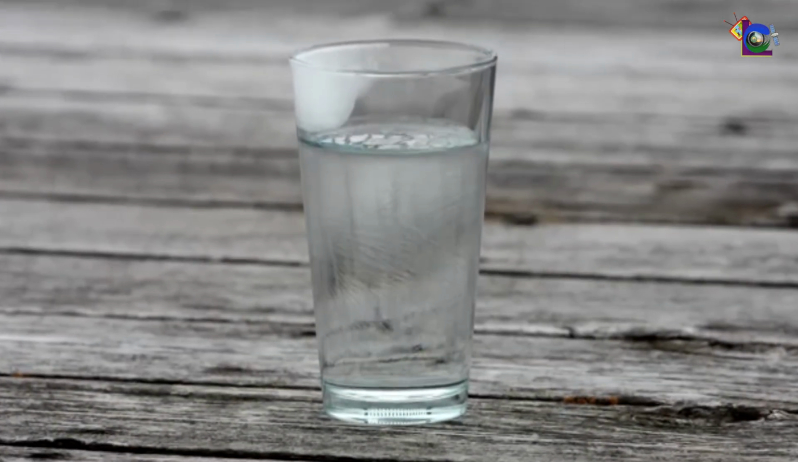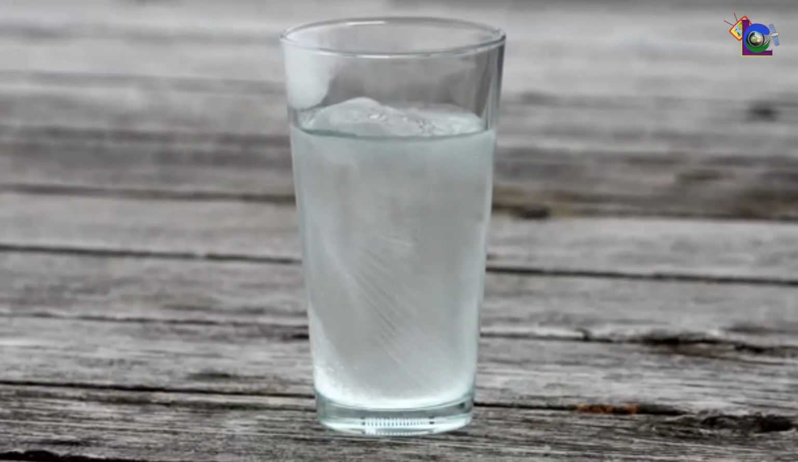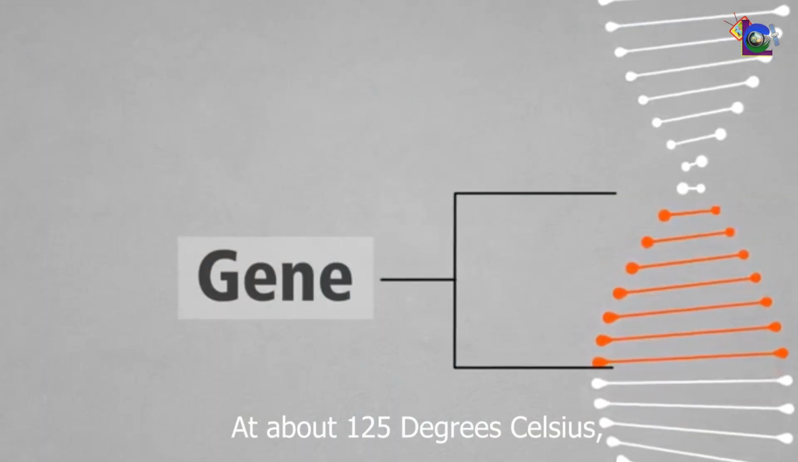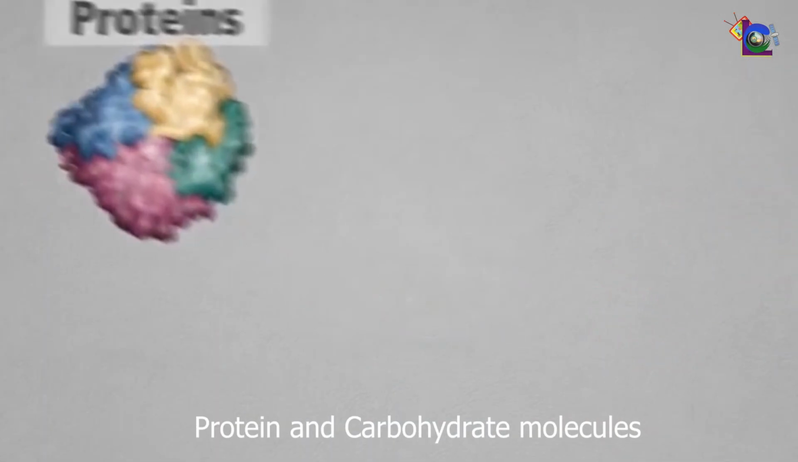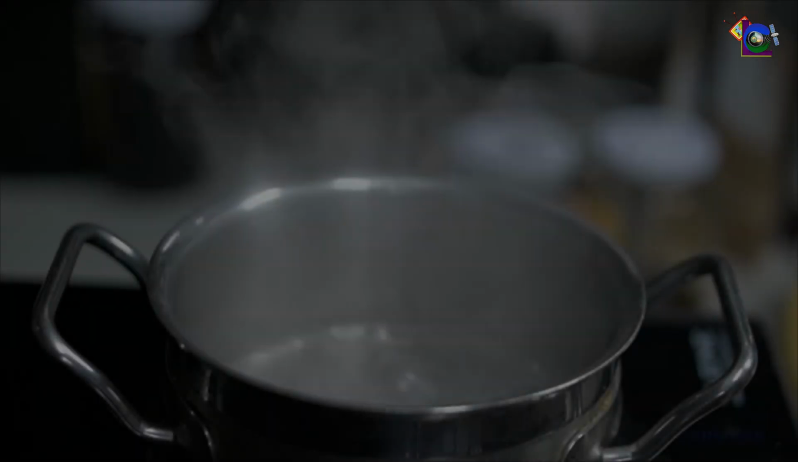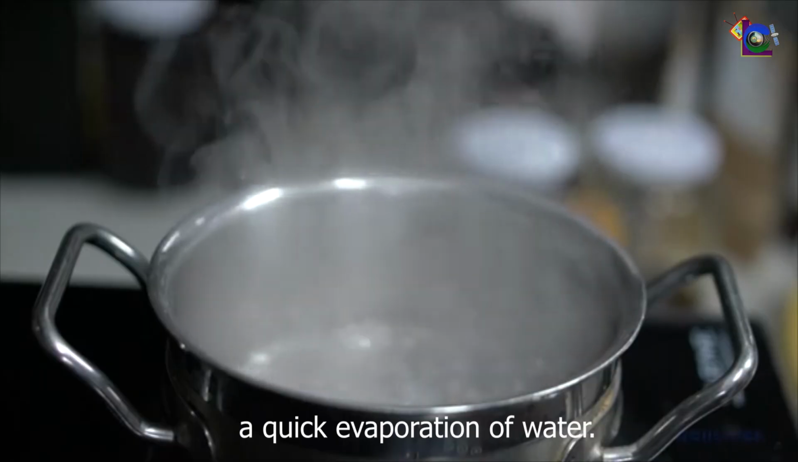Low temperature can cause chemicals to react slowly, and it can also cause the freezing of water. At about 125 degrees Celsius, protein and carbohydrate molecules and the genetic materials start to break apart. High temperatures also cause a quick evaporation of water.